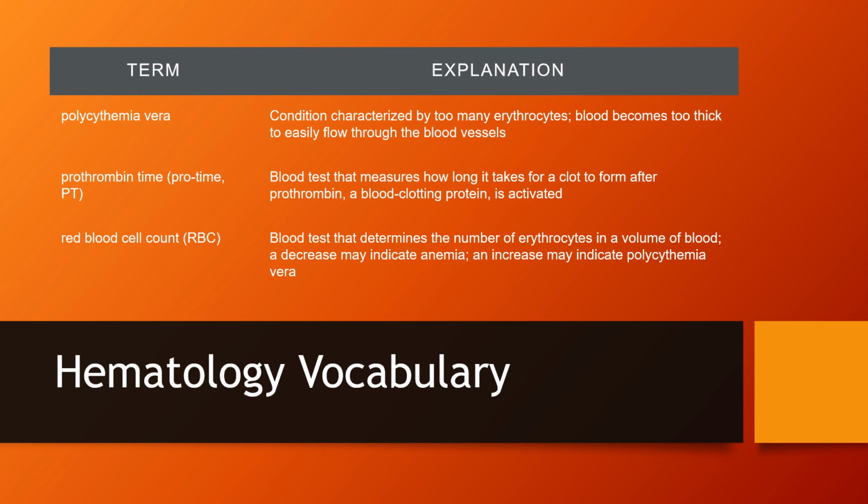Prothrombin time, or ProTime, or PT, is a blood test that measures how long it takes for a clot to form after prothrombin, a blood clotting protein, is activated. And this is a naturally occurring protein in your blood. Red blood cell count, abbreviated RBC, is a blood test that determines the number of red blood cells in a volume of blood. A decrease may indicate anemia, and an increase may indicate polycythemia vera.